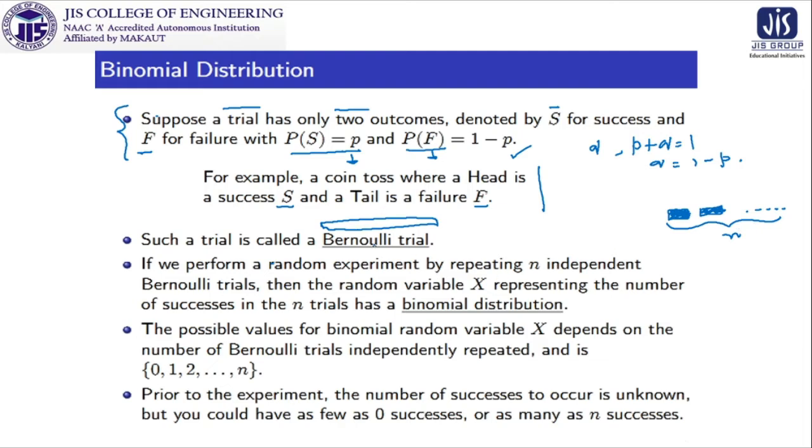So if we are repeating this random experiment in independent Bernoulli trials, then the random variable capital X represents the number of successes in the n trials. Please try to understand: we are generating the random variable capital X which links with the number of successes in n trials. Then this random variable will have a binomial distribution.